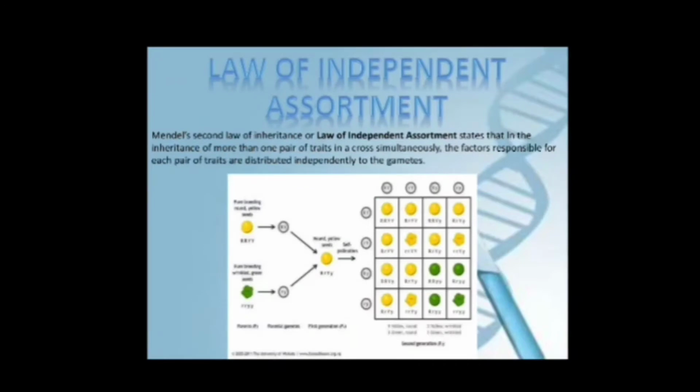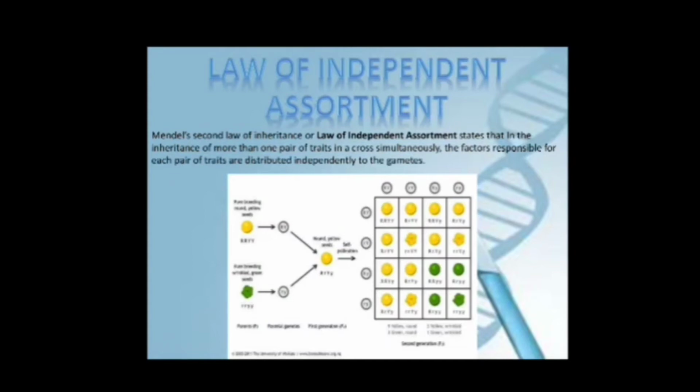Mendel's second law of inheritance, or the law of independent assortment, states that in the inheritance of more than one pair of traits in a cross simultaneously, the factors responsible for each pair of traits are contributed independently to the gametes.